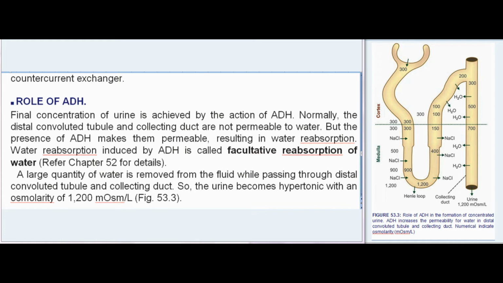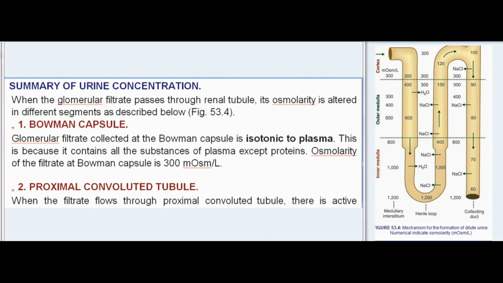Role of ADH. Final concentration of urine is achieved by the action of ADH. Normally, the distal convoluted tubule and collecting duct are not permeable to water, but the presence of ADH makes them permeable, resulting in water reabsorption. Water reabsorption induced by ADH is called facultative reabsorption of water, refer Chapter 52 for details. A large quantity of water is removed from the fluid while passing through distal convoluted tubule and collecting duct. So, the urine becomes hypertonic with an osmolarity of 1200 mOsm/L, Fig 53.3.